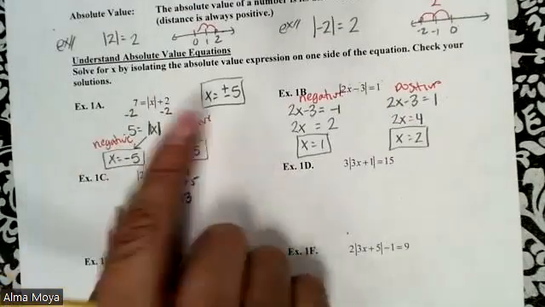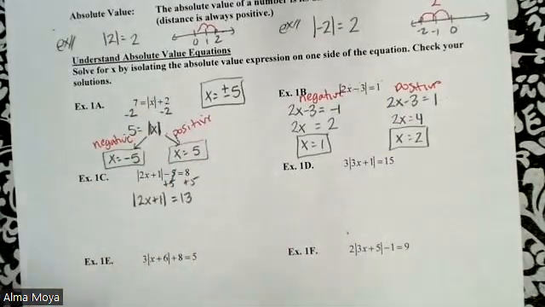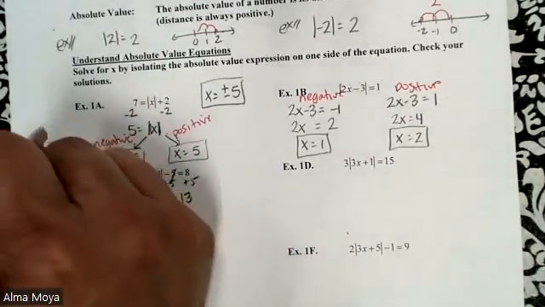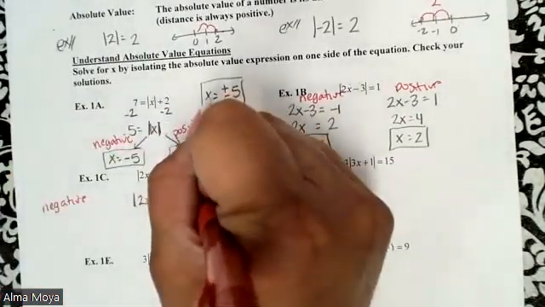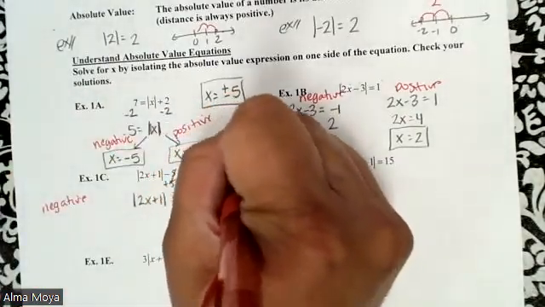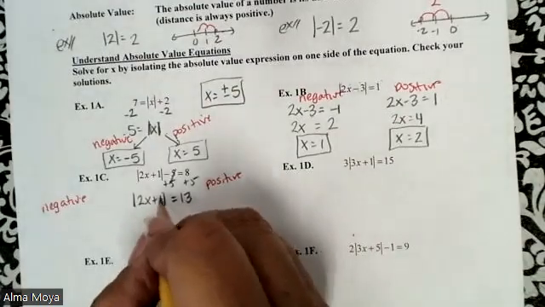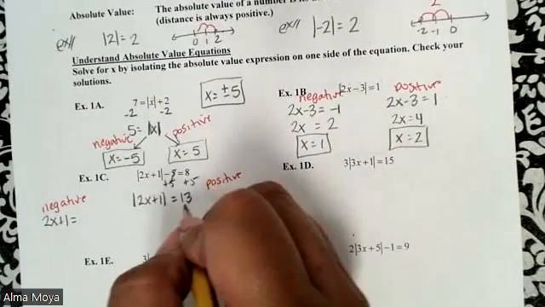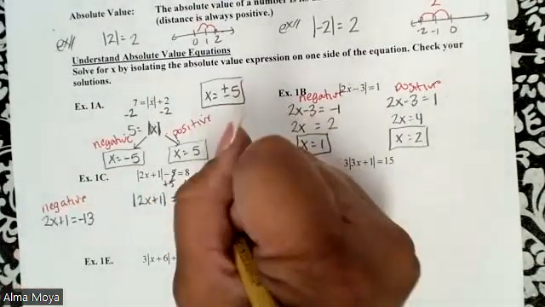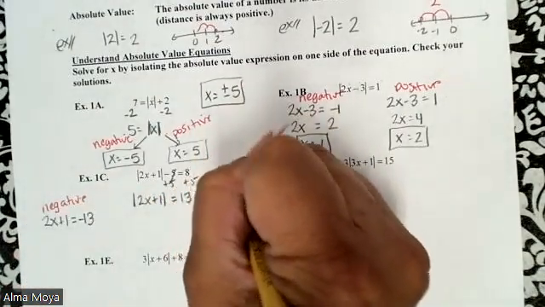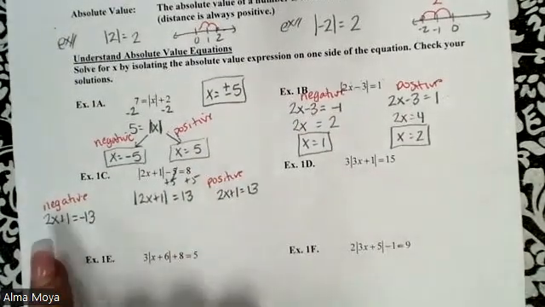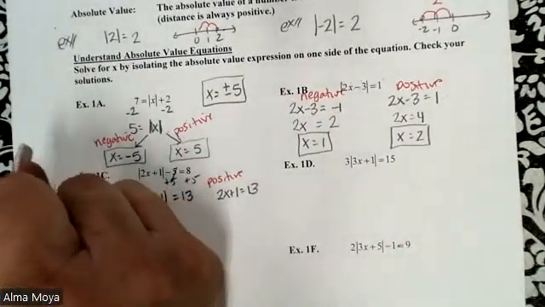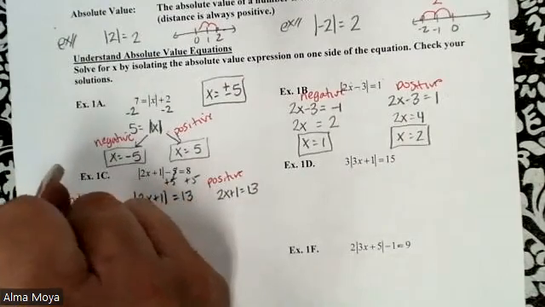But if I drop it, once again, I need to have a negative side and I have to have a positive side. So here I'm going to take the absolute value, so that's 2x plus 1. And I'm going to set equal to a negative 13. That's the negative side. And the positive side is 2x plus 1 equals a positive 13. Here I'm going to subtract 1 to both sides. Divide by 2.